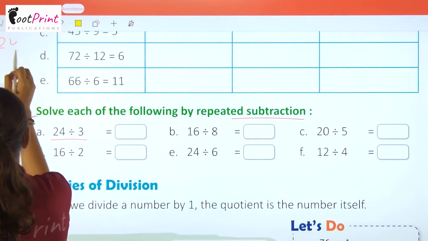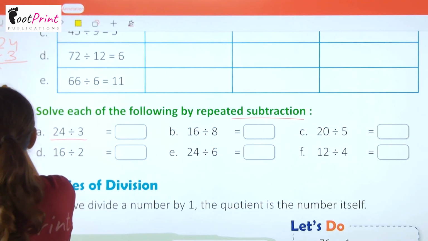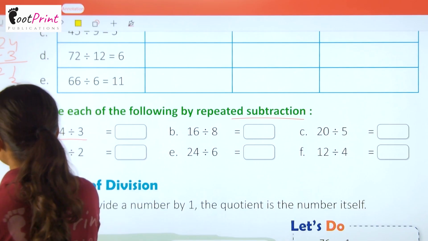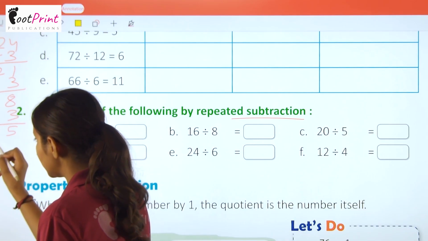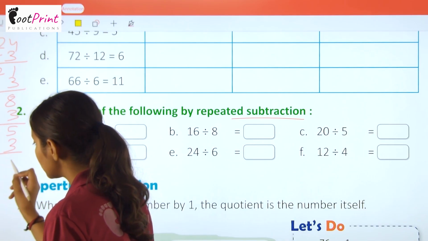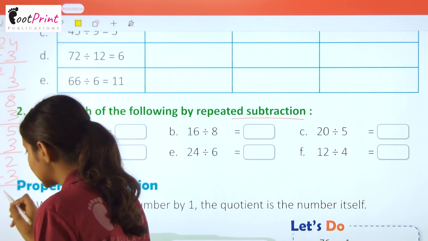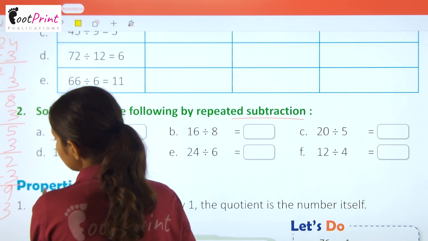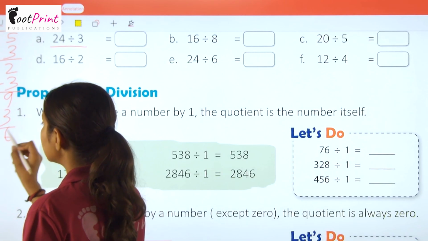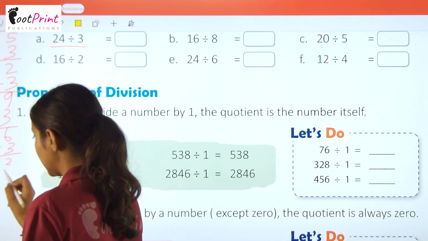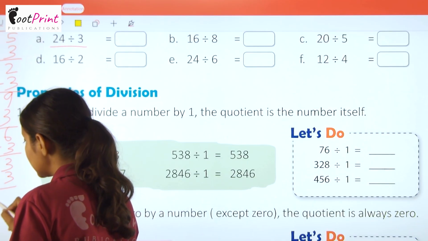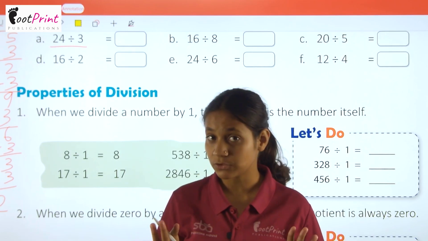24 minus 3 is 21. 21 minus 3 is 18. 18 minus 3 is 15. 15 minus 3 is 12. 12 minus 3 is 9. 9 minus 3 is 6. 6 minus 3 is 3. And 3 minus 3 is 0. At 0, we do not have to calculate further.